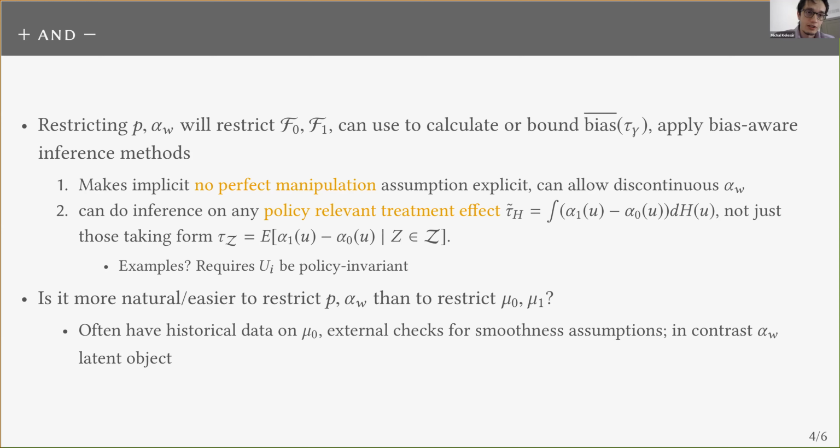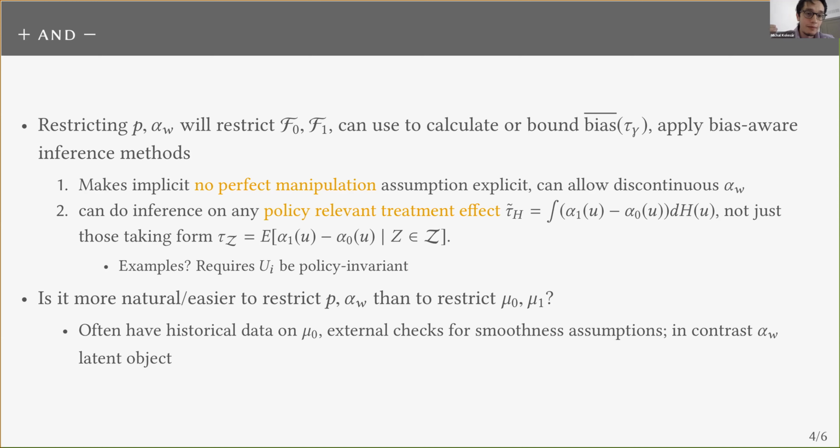And then my comment on the method is that once I think about restricting PW as delivering restrictions on the conditional mean of the observed outcome, the question then arises: is it more natural to restrict the conditional mean of the observed outcome, or restrict these conditional density P and AW and this conditional mean AW? So that's really the key when I'm applying these designs.